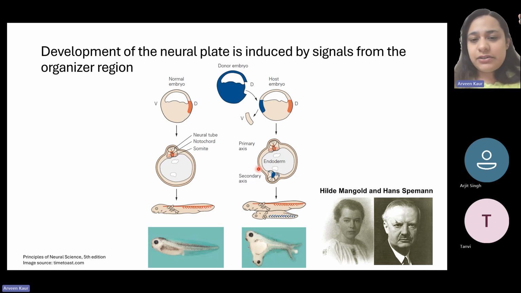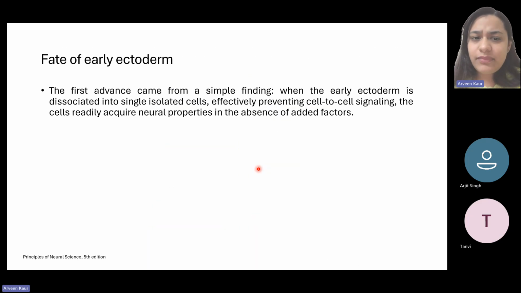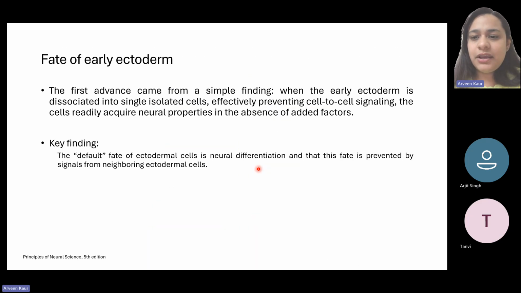But at this point we knew that there is this region that is responsible. We did not really know about the molecular details behind this kind of patterning, right? So studies went by, right?